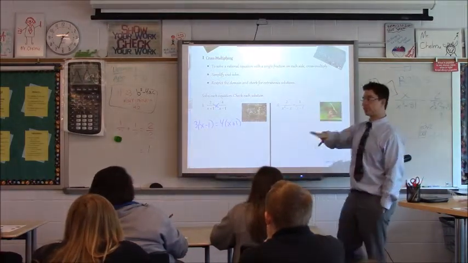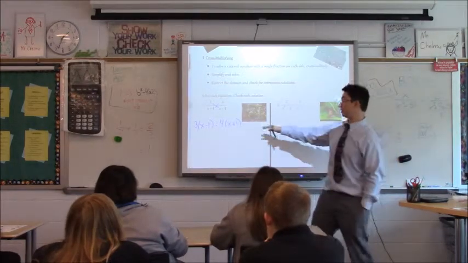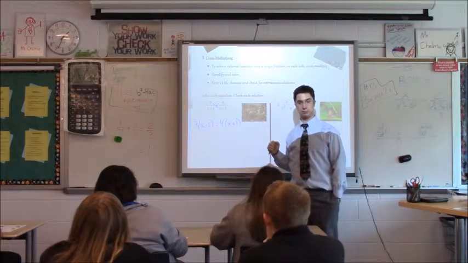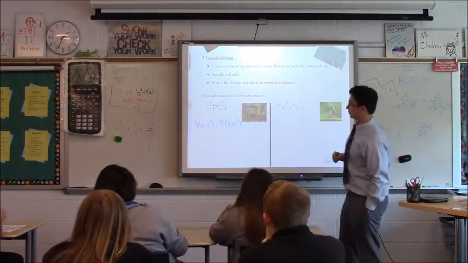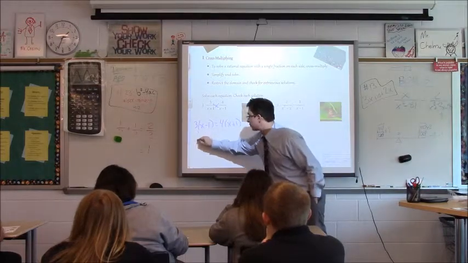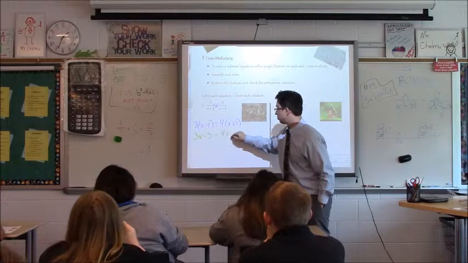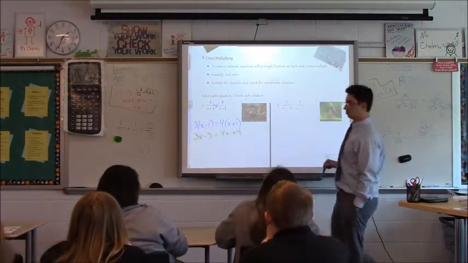Now I totally respect if you guys do the distribution in your head, but some people like to see it written out, so I'm going to write it out so it's nice and clear. And now let's go ahead and distribute. So like some people said, we now have 3x minus 3 equals 4x plus 4.